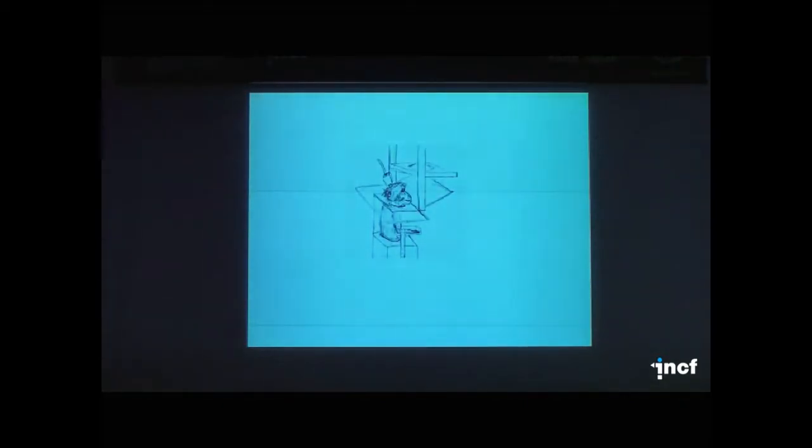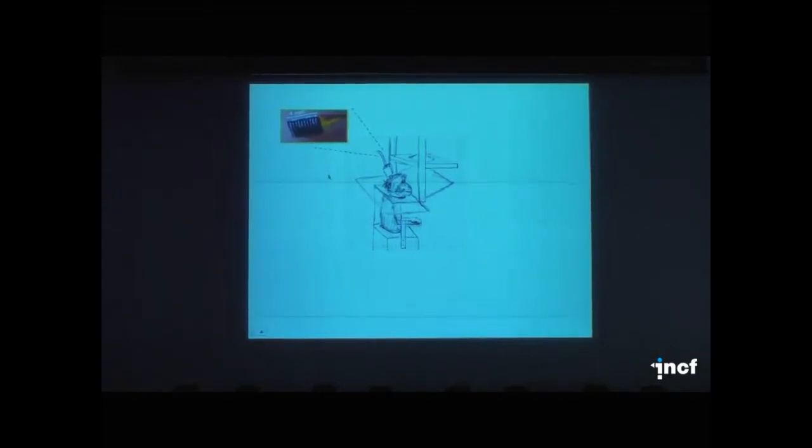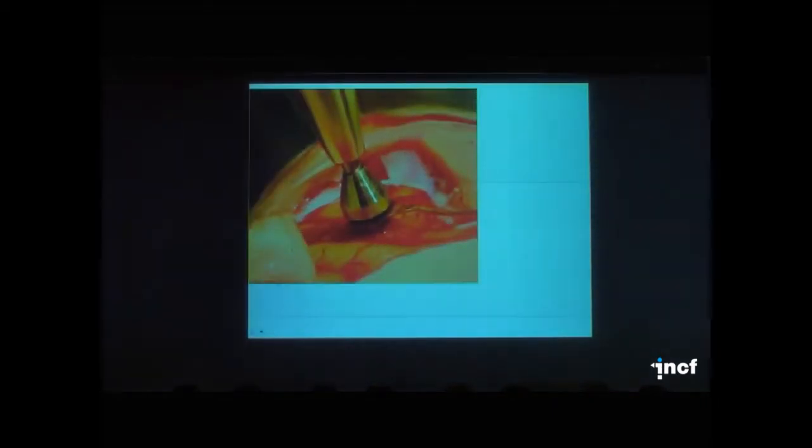So what is BMI? In our BMI setup, macaque fascicularis monkeys sit in primate chairs facing a screen. And each monkey had a chronic 96 microelectrode array implanted in the arm region of primary motor cortex. Here you can see a picture from the surgery. This is the array sitting on the brain. This is the pneumatic inserter. And this is the central sulcus.